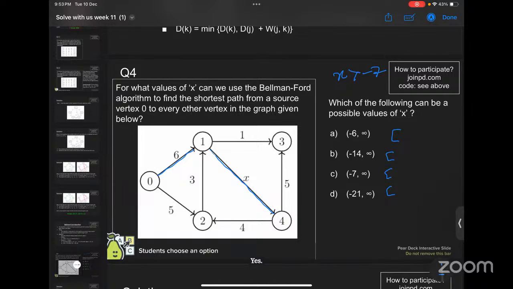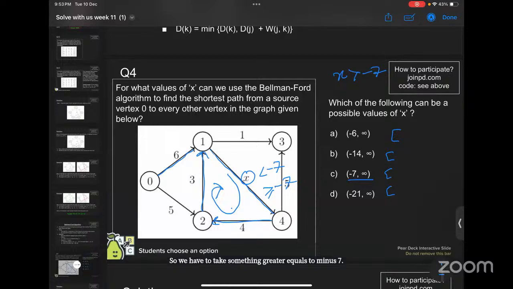We have a problem with the negative cycle. As we know, if we have a negative cycle in our graph, then we cannot find the shortest distance, right? So if x is less than -7, this cycle will form a negative cycle. So we have to take something greater than or equal to -7. If I take this range, that means this is the feasible answer.